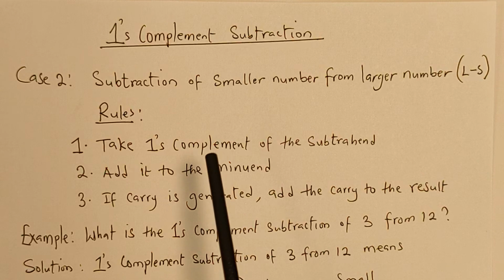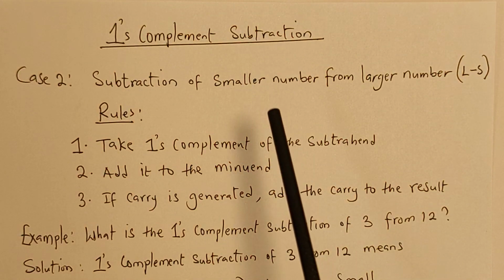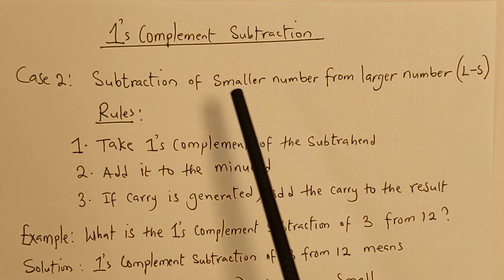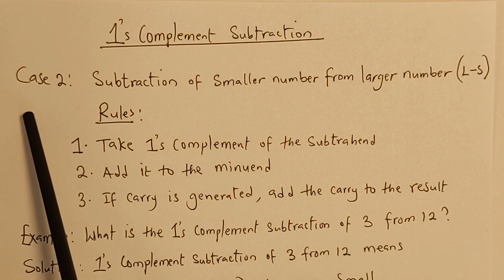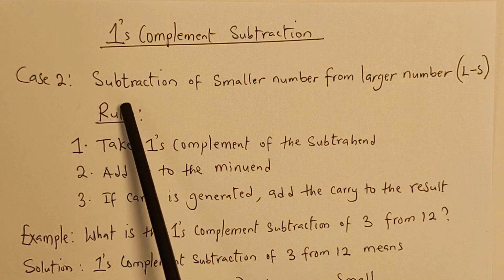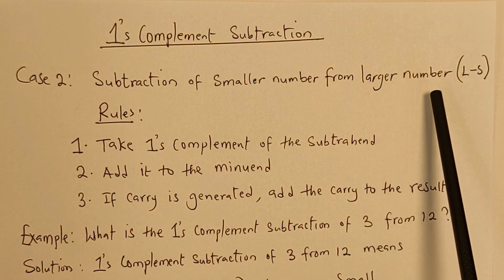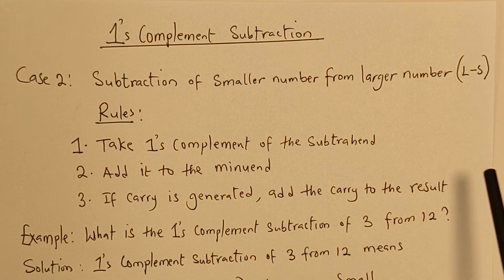In today's video, we're going to be talking about 1's complement subtraction. This is a continuation of the previous video we talked about. Now, this video is actually considering a case 2. In the previous video, we talked about a case 1. Case 2 is the subtraction of smaller number from larger number, which is denoted as L minus S.